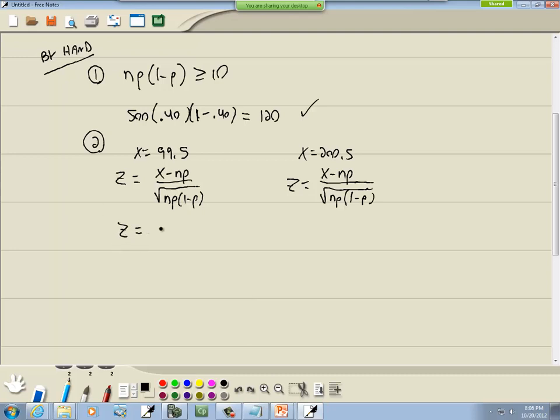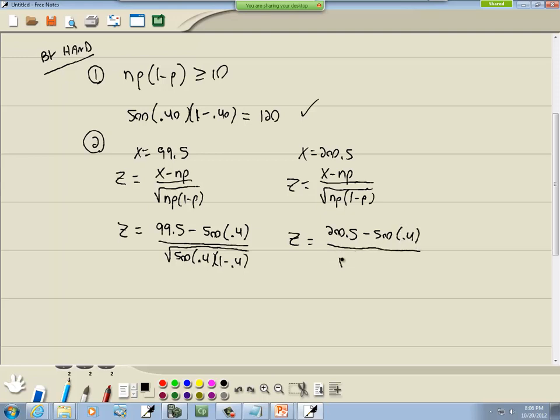Okay, so we got this z-score is equal to x, which is 99.5, minus n, which was 500, times p, which is 0.4, over square root of n, 500 times 0.4 times 1 minus 0.4. And this one, we'll have 200.5 minus 500 times 0.4 over square root of 500 times 0.4 times 1 minus 0.4. And let's see what these come out to.